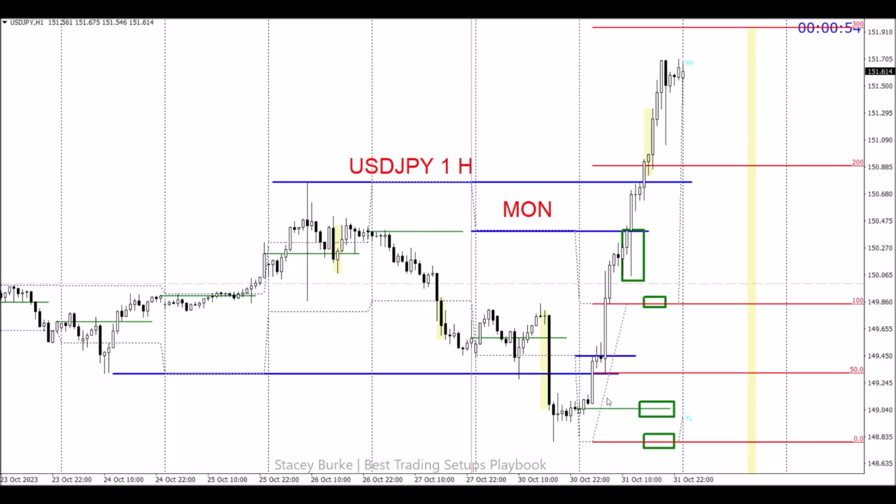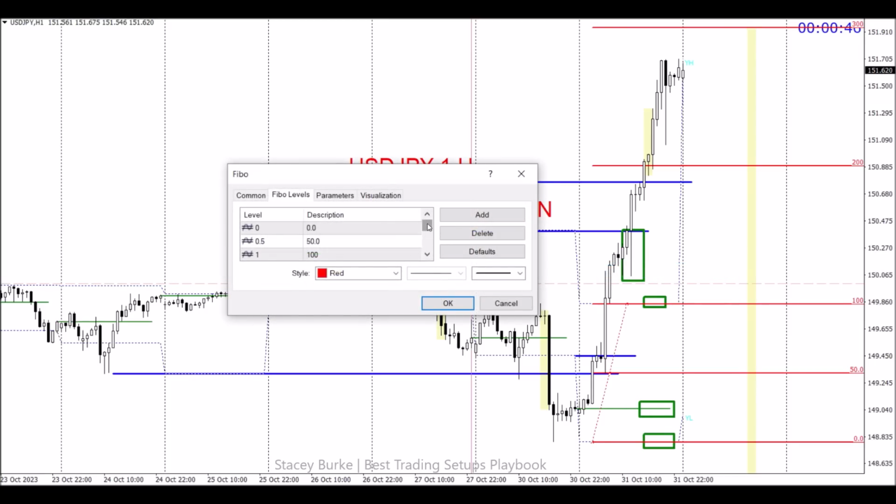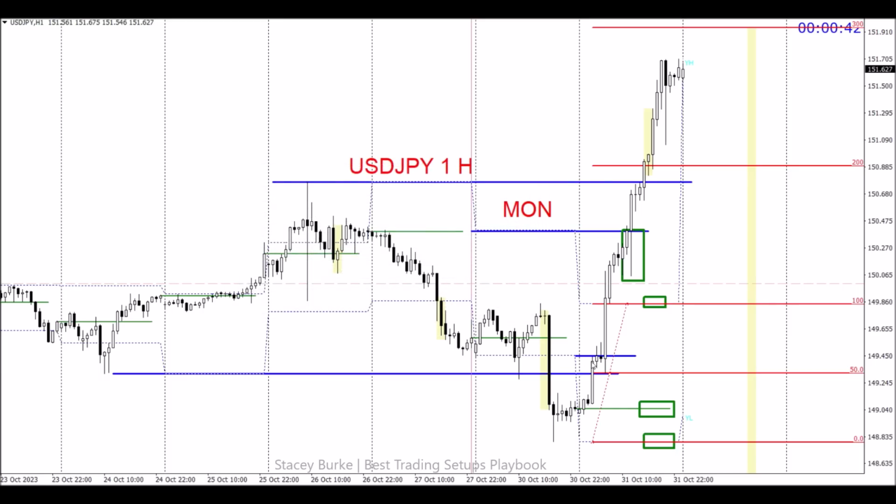So traders ask me, well, how do you do that? This is just my Fibonacci tool. I have just changed the numbers to 100, 200, 300, 400, and I have a 50% measurement which I will use. And often that 50% level will become significant. You'll notice that coincides with the previous low of the week level.